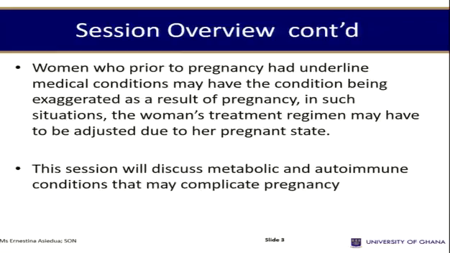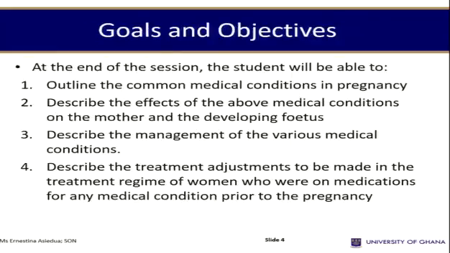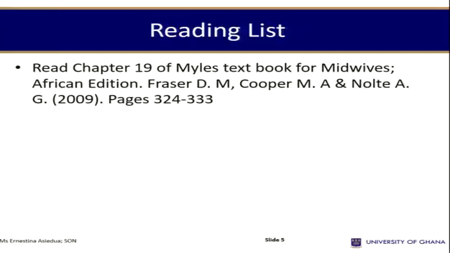And this session will discuss metabolic and autoimmune conditions that may complicate pregnancy. At the end of the session, the student will be able to outline common medical conditions, describe the effects of the condition on the mother and the fetus like we did in the previous session, and describe the management of these conditions during pregnancy and the treatment adjustments. And that's our reading list.